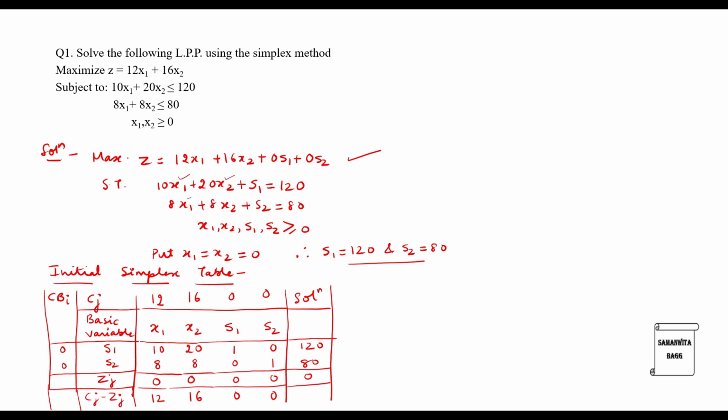Now, at this stage also your problem can end if all the values in the Cj minus Zj row are less than or equal to 0. You need to remember a rule that for a maximization type of problem, if all Cj minus Zj values become less than or equal to 0, we say optimality is reached. So this is called the optimality condition.